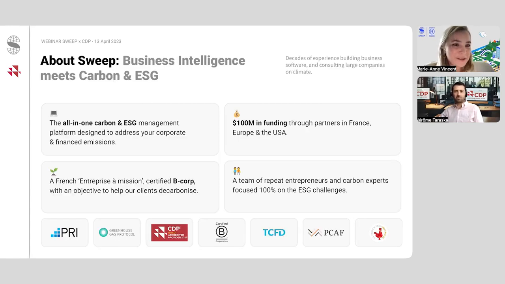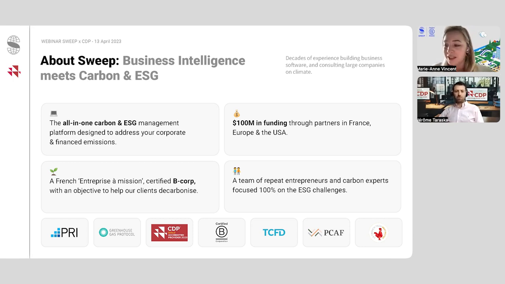Yes, and a few words about Sweep. Sweep is a SaaS platform that helps corporates and financial institutions to pilot their climate and sustainable journey. Sweep was founded in 2020 by three co-founders, like you met Raphael just before. The founders are coming from the business intelligence and data analytics backgrounds. So that makes Sweep one of the strongest platforms on the market in terms of data infrastructure and data security.